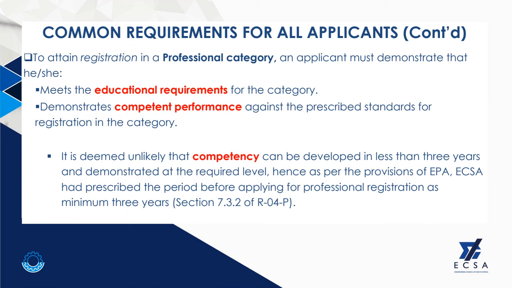Now, we just finished the one talking about the candidate category. We now talk about the professional categories. Again, the requirement is that an applicant must demonstrate that they meet the educational requirements for that category. They demonstrate competence against the prescribed standards for registration in that category. So there are two things here. The first one is only meeting the educational requirements and being registered as a candidate in that category. But now it goes further. It says competence, performance, not necessarily experience. And we'll touch base on this as we go along.